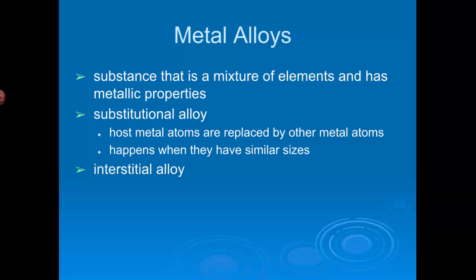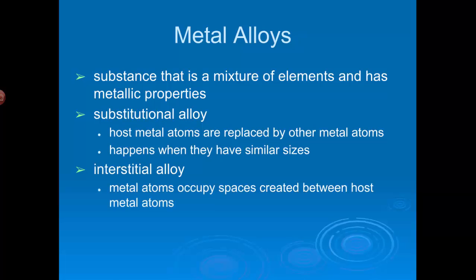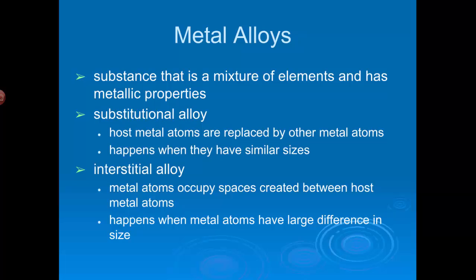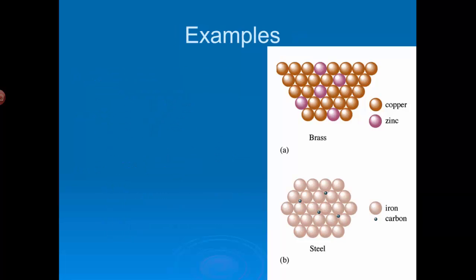The other type is called an interstitial alloy. When you have smaller atoms that you want to include in there that are very small compared to the metal, you can put those smaller atoms in the spaces that are between the metal atoms. There are tiny little spaces, even though they're all touching each other. There are little places where we can put other atoms. So if there's a large difference in sizes, you'll form an interstitial alloy. Some examples of that would be brass and steel.